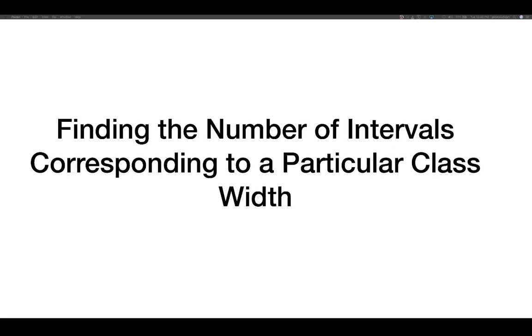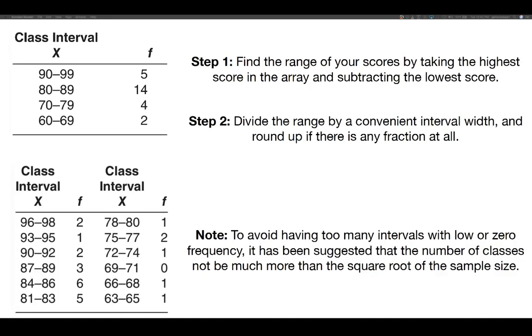Hello once again, and in this section we will be learning how to find the number of intervals corresponding to a particular class width. In the two table examples that we have, table 1 has about 4 class intervals, and table 2 has 12. Now you might have questions like, how do we decide on how many class intervals there would be for a particular data set?